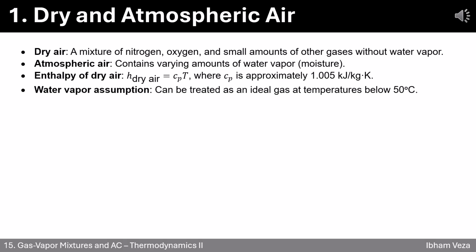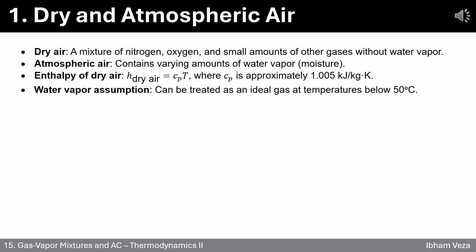1. Dry and atmospheric air. Before we get into complex air conditioning processes, let's clear up something simple but essential. What exactly is in the air around us? Dry air is basically just a mix of nitrogen and oxygen, with traces of other gases, but no water vapor. Of course, what we breathe isn't always dry. Atmospheric air includes moisture, and the amount varies with weather and location.